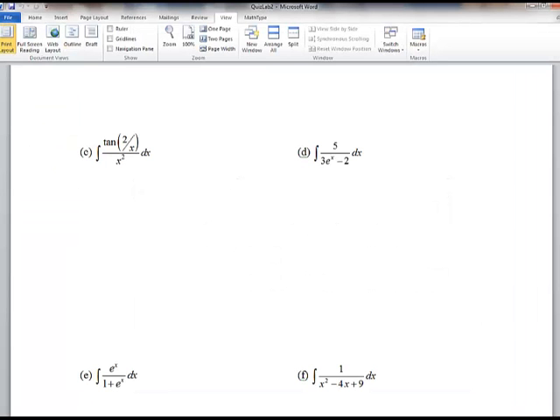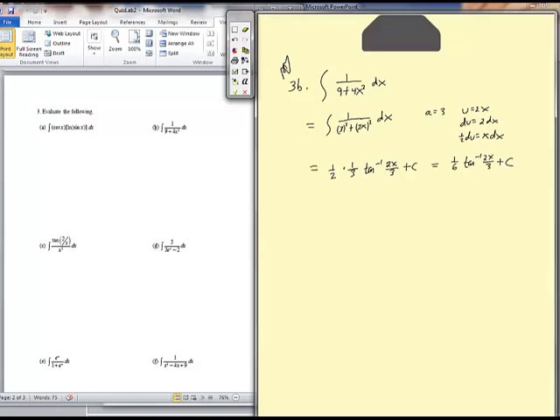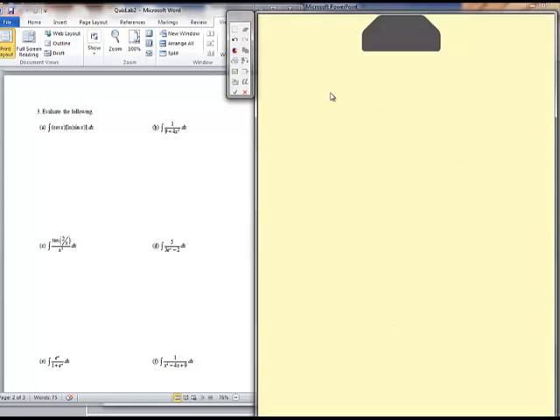Before we do, let's come up with the antiderivative of tangent of 2 over x, all that over x squared. So let's try to work through that now. Let me minimize this a little, pull up my pad, and get a new page.